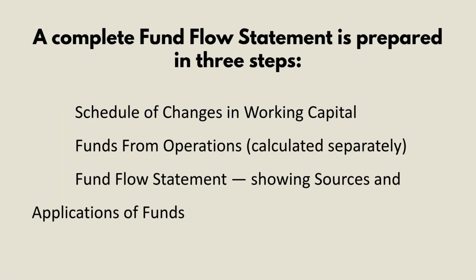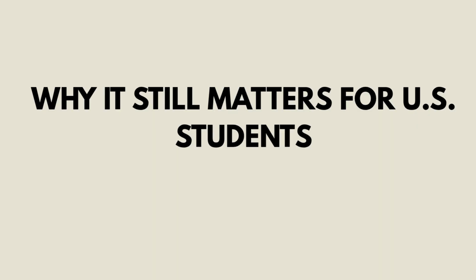A complete fund flow statement is prepared in 3 steps. 1, the schedule of changes in working capital. 2, funds from operations, which is calculated separately. And 3, fund flow statement showing sources and application of funds. These 3 pieces fit together to explain why working capital changed and how the business used its resources available to it. Why does this still matter for US students?